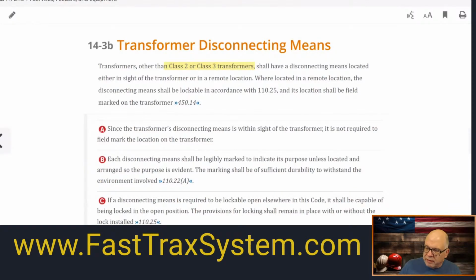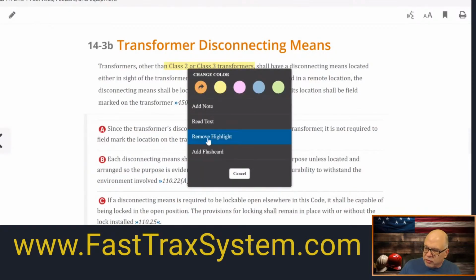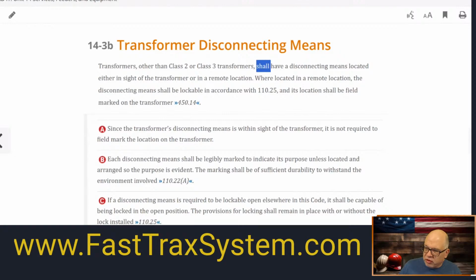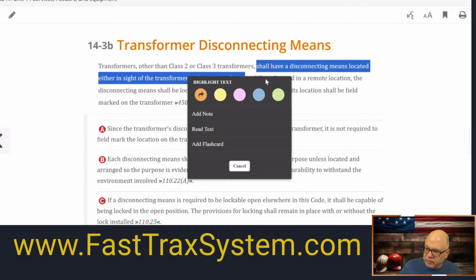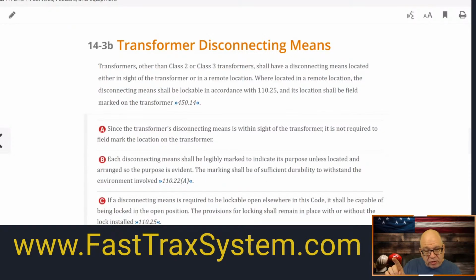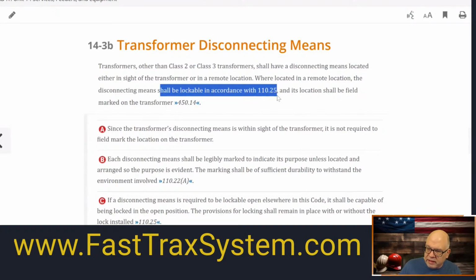other than those type of small little transformers, transformers shall have a disconnecting means located either in sight of the transformer or in a remote location. Now, when it's in a remote location, and I'll show you an example of a picture, that disconnect has to be lockable in accordance with 110.25. And what is that? That means lockable in the open position.